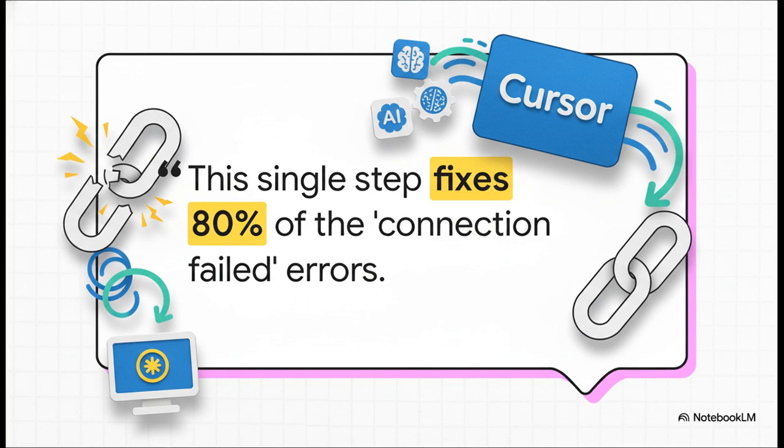If you take away just one pro tip from this whole thing, let it be this. You need to set one single environment variable, Ollama origins, and set it to an asterisk. This one tiny step fixes like 80% of the connection failed errors people run into. By default, Ollama is paranoid and blocks requests from strangers like Cursor's backend. This one line just tells it, hey, it's cool, let them in.